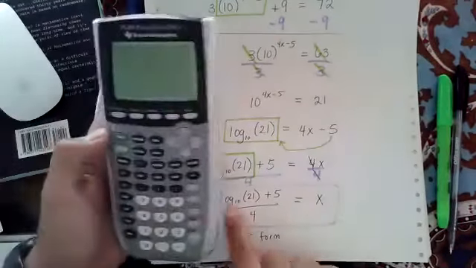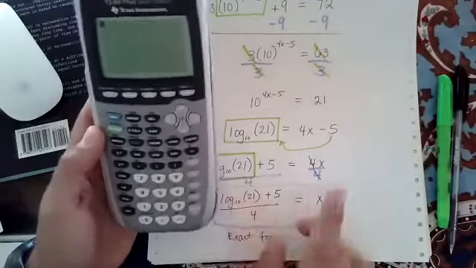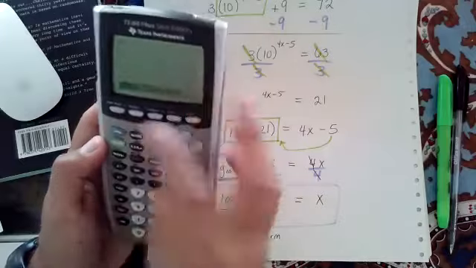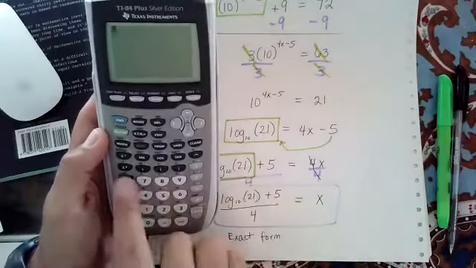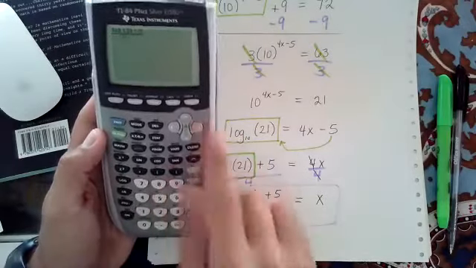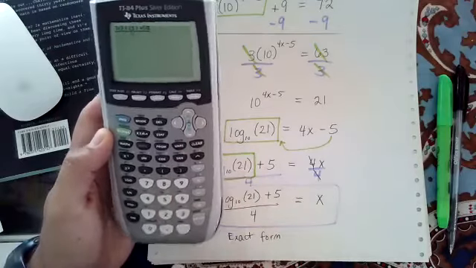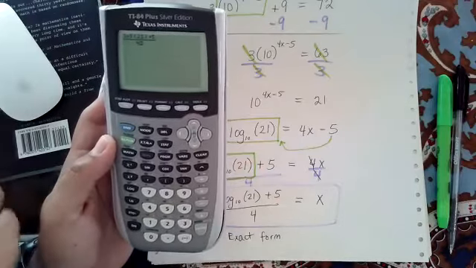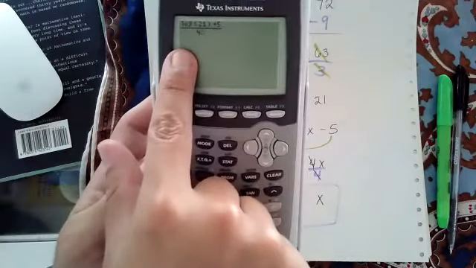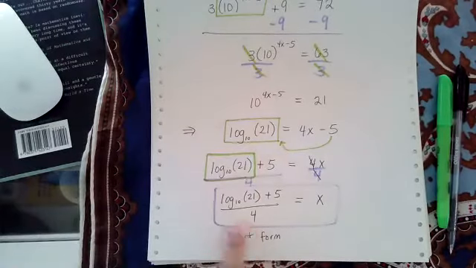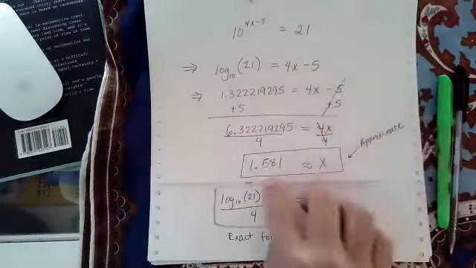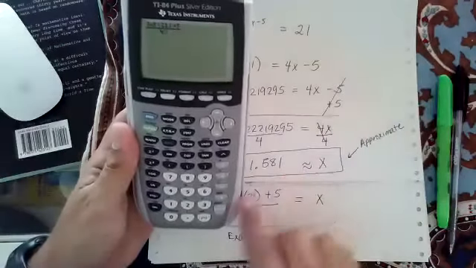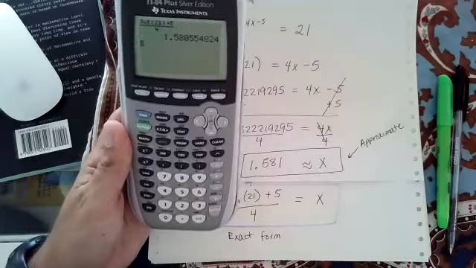if I were to put this expression into the calculator, so don't mind me, I'm going to set this up as a fraction. Log base 10 of 21 plus 5 all over 4. Okay, that's exactly what we wrote down. Exactly what we wrote down there. We should be getting something close to this, right? If this is approximate, this should be close to our answer. And it is.